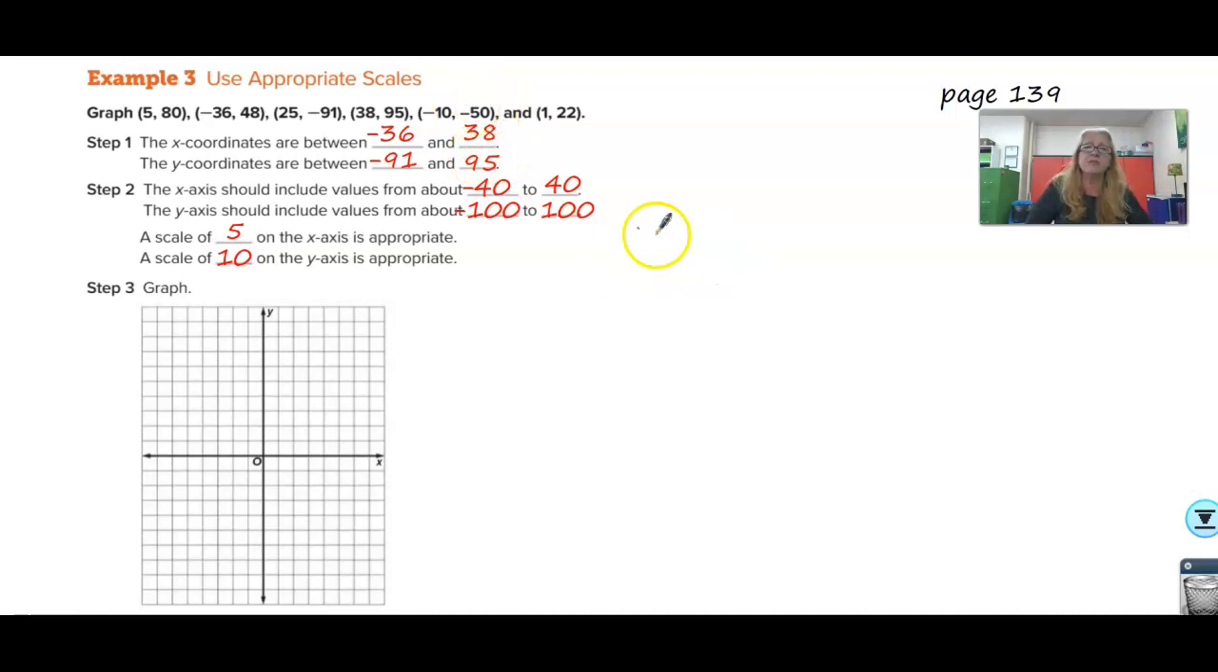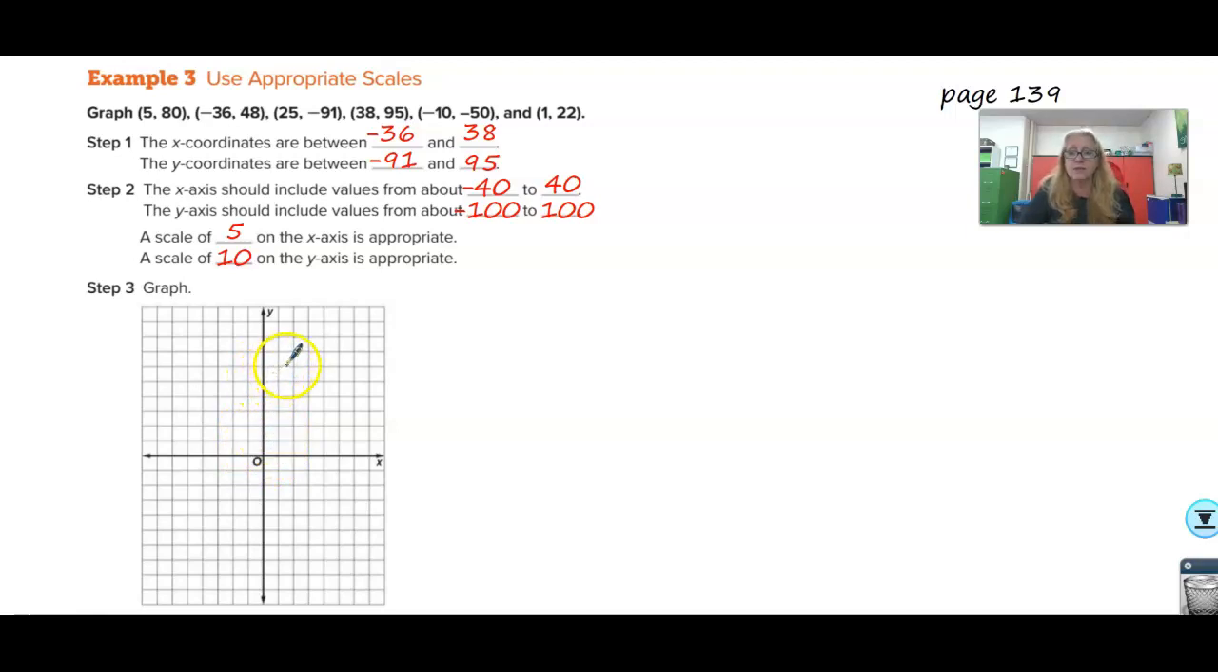So the x values need to go from about negative 40 to positive 40, and the y values should include values from negative 100 to positive 100. So they're saying a scale of 5 on the x-axis is appropriate, and a scale of 10 on the y-axis is appropriate. So this is going to be very hard to write, but on the x it would be like 5, 10, 15, 20, 25, 30. On the y, they're saying we have to go 10 at a time. So this would be 10, 20, 30, 40, 50, 60.